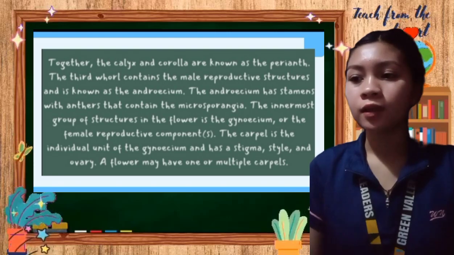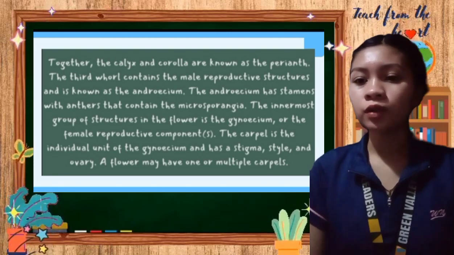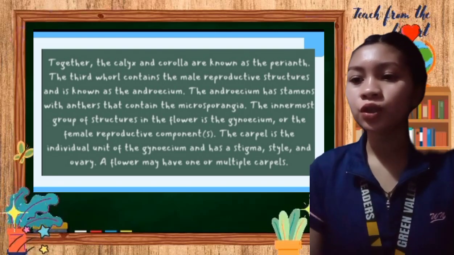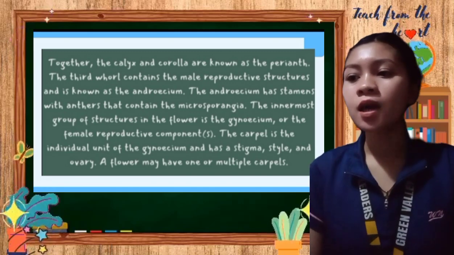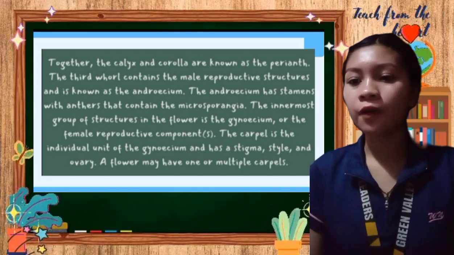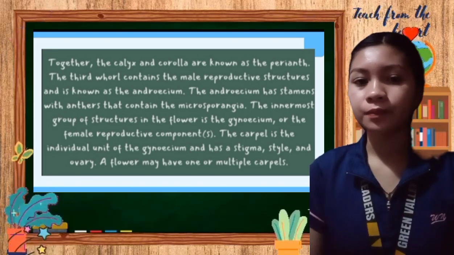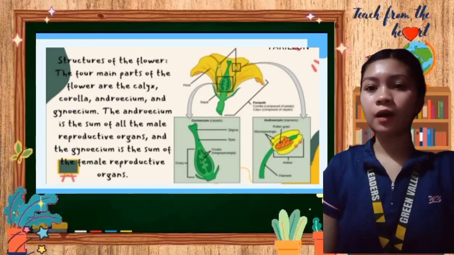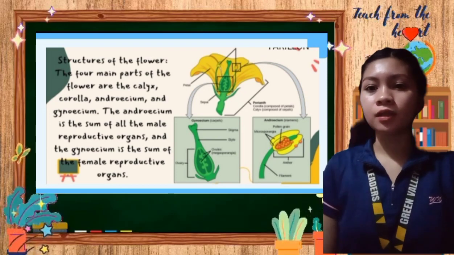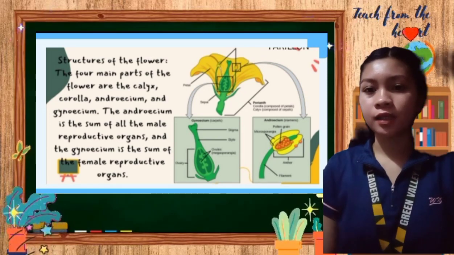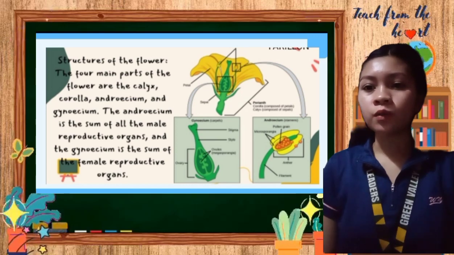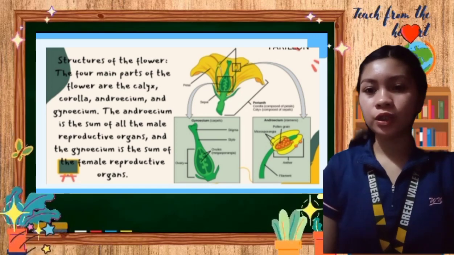The carpel is the individual unit of the gynoecium and has a stigma, style, and ovary. A flower may have one or multiple carpels. Structures of the flower. The four main parts of the flower are the calyx, corolla, androecium, and gynoecium.